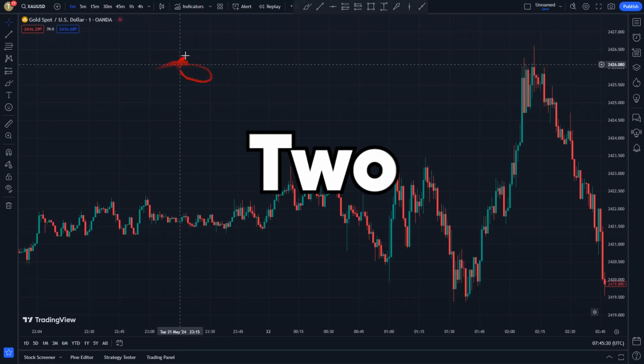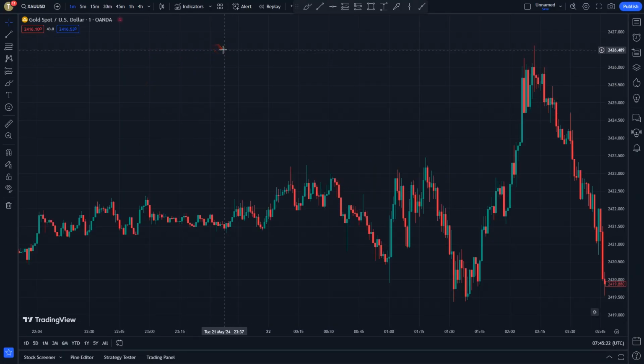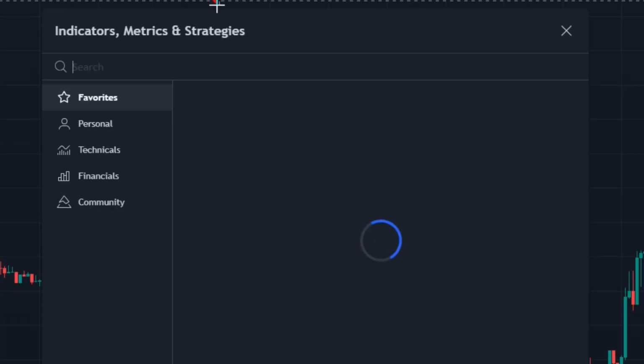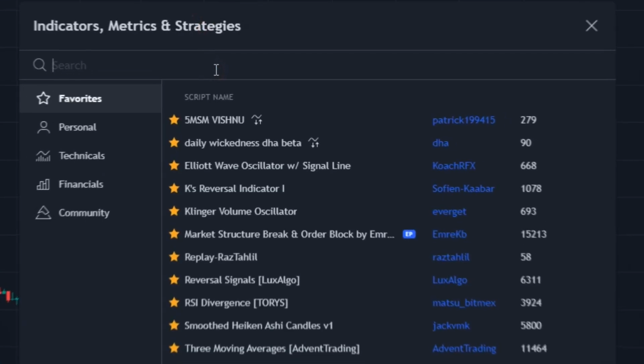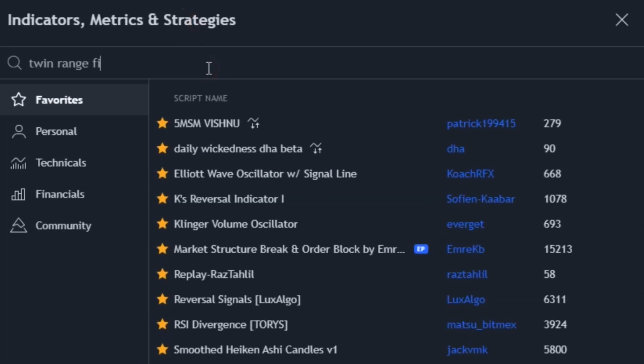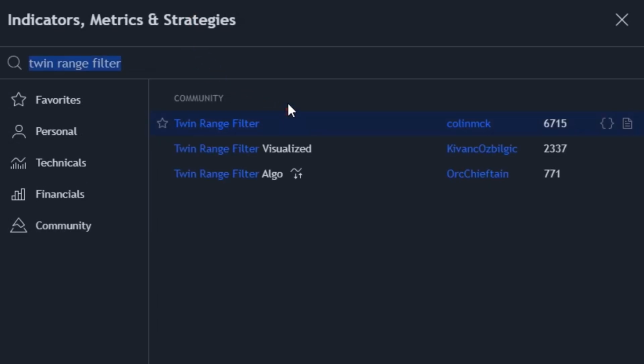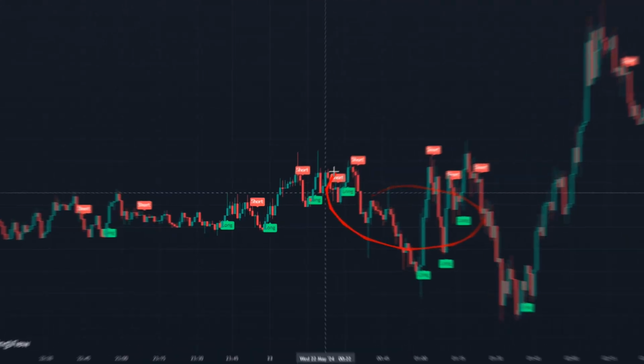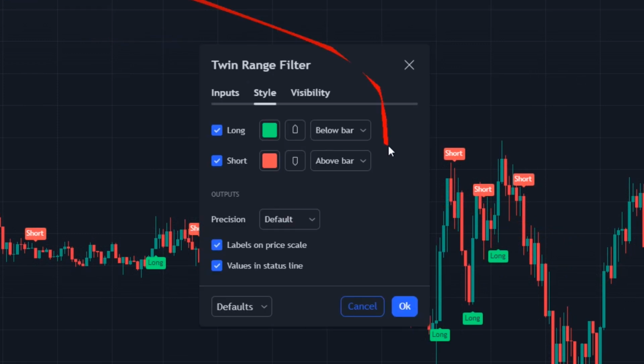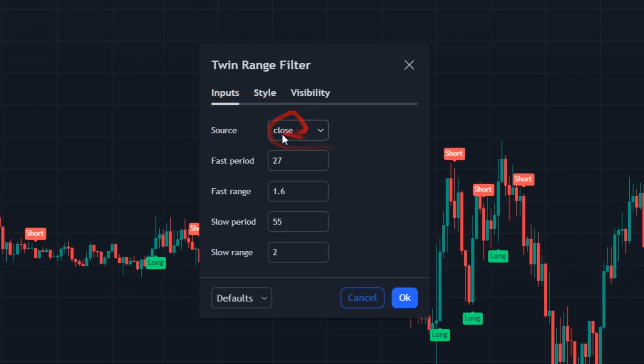Next, we need to add 2 free indicators to our chart. To do this, go to the indicator tab and search for twin range filter. Once you find it, click on it to add it to your chart. Now that this indicator has been added to our chart, we need to go to its settings and make the changes so that we can use it for our strategy. Pay attention not to make mistakes in these changes.